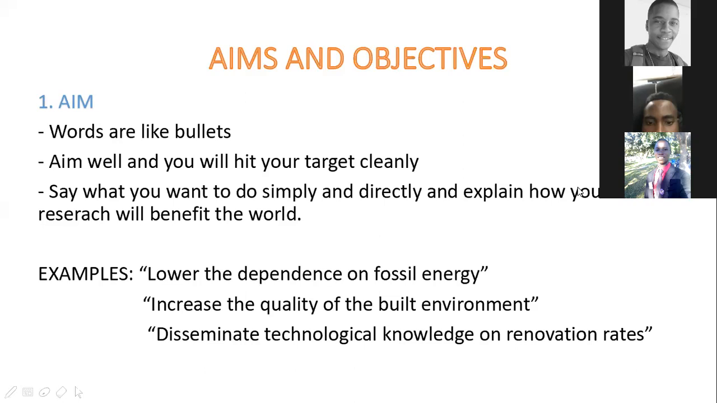Remember that your aim of study should be done simply and directly and has to explain how your research is going to benefit the world. For example, examples of aims: lower the dependence on fossil energy. That is an aim in a research paper. To increase the quality of the built environment. That is an aim in a research paper. So your aim should be as clear as possible. What are you trying to achieve in this paper?